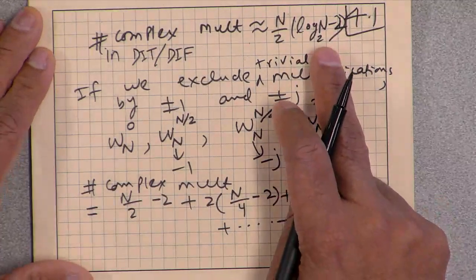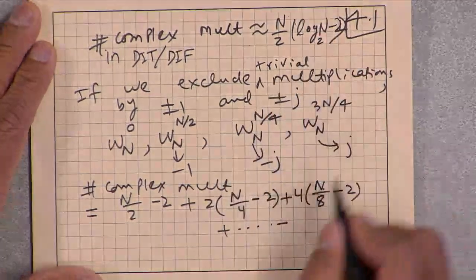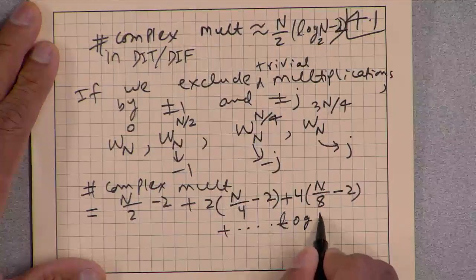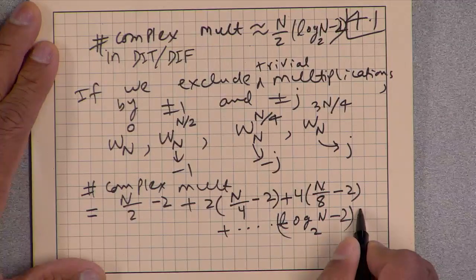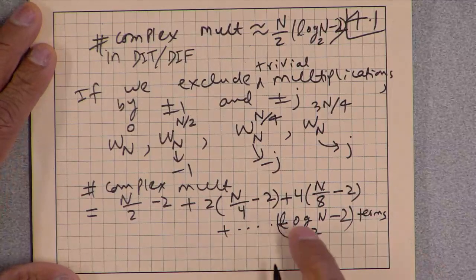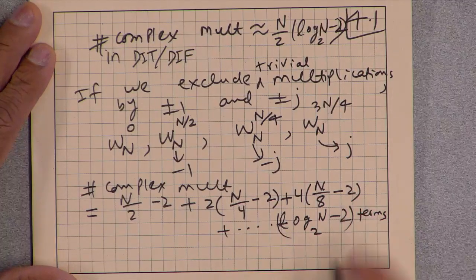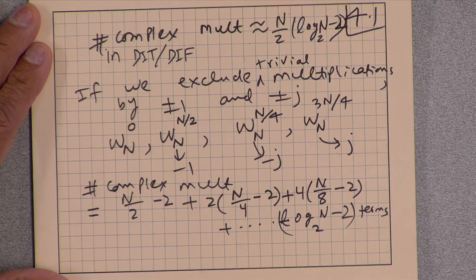If n was... so that's log n minus 2 terms. The reason we are not counting log n minus 1 is that that's just plus or minus j, and the last stage doesn't have any complex multiplications, it doesn't have any multiplications.